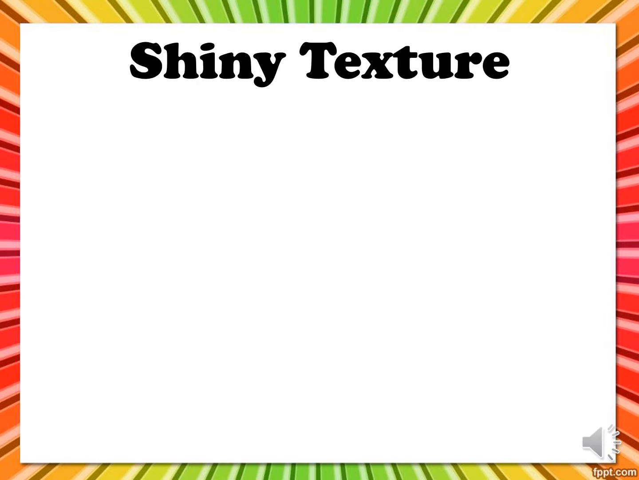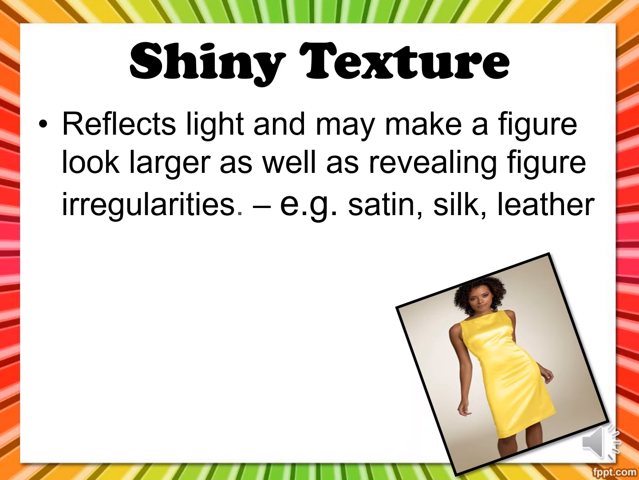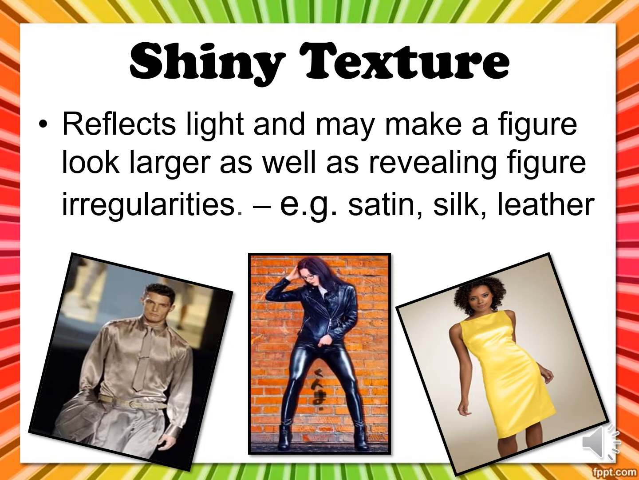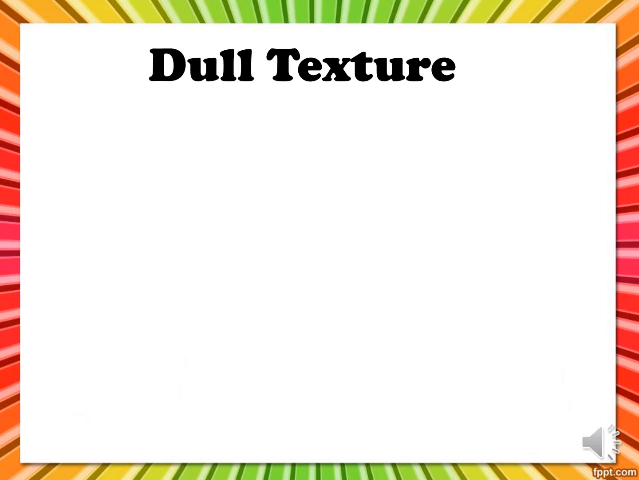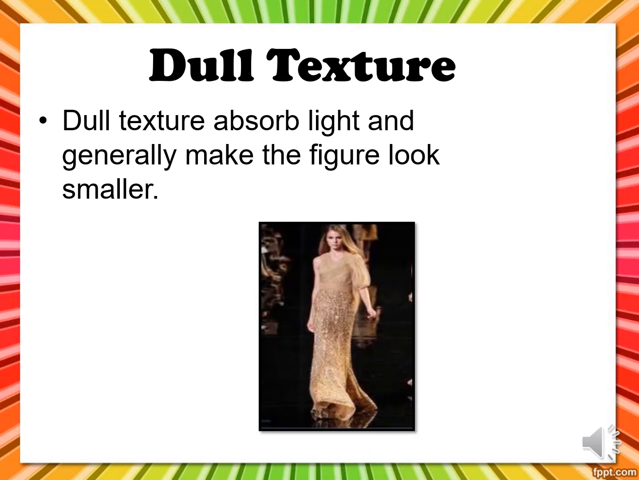The next one is shiny texture. It reflects light and may make a figure look larger, as well as revealing figure irregularities. An example, satin, you observe in this design. Silk is observed in the other design. And leather is observed in this design as well. Let's look at dull texture. It absorbs light and generally makes the figure look smaller. Look at these examples.